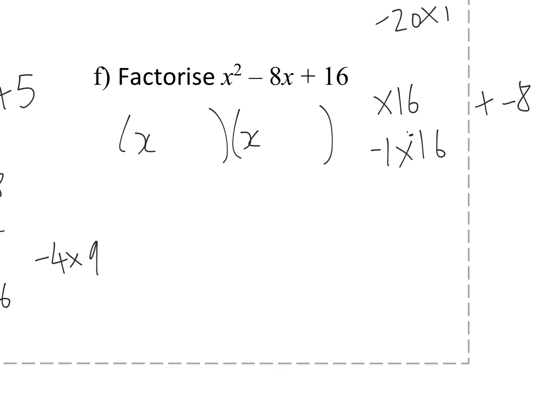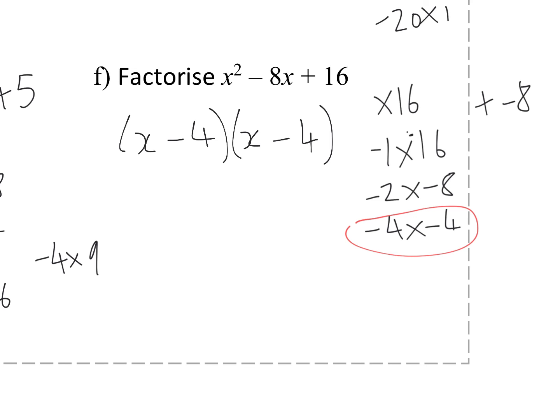Minus 1 times minus 16, minus 2 times minus 8, minus 4 times minus 4. And indeed, if you add minus 4 and minus 4, you get minus 8. So that is your answer. Another way to leave your answer, because you'll see there that those two brackets are the same, we could write that as x minus 4 multiplied by itself, so squared.